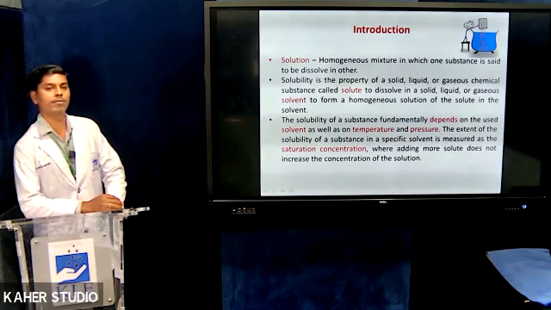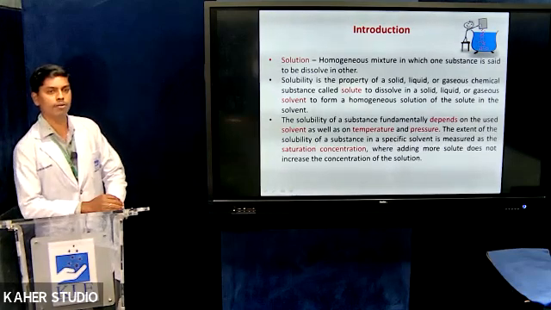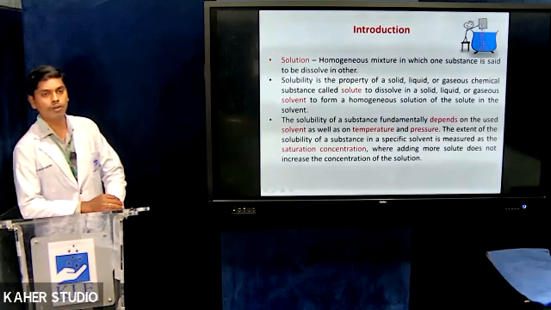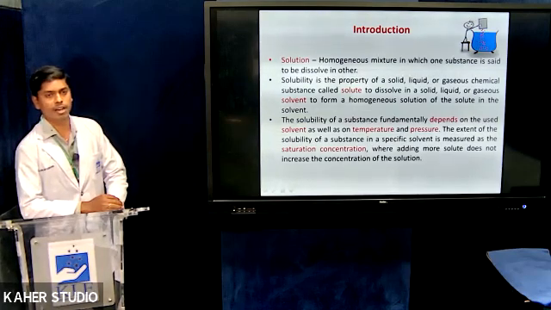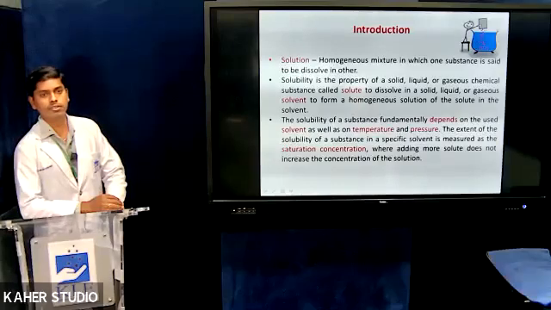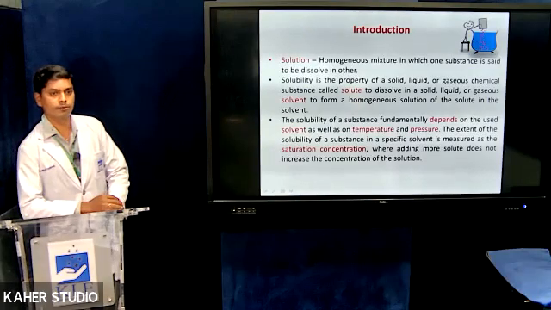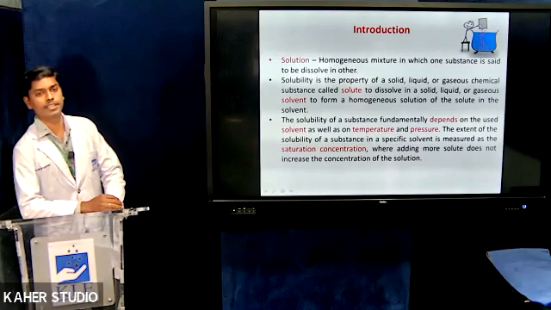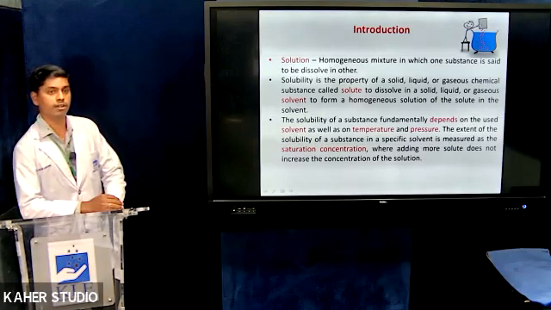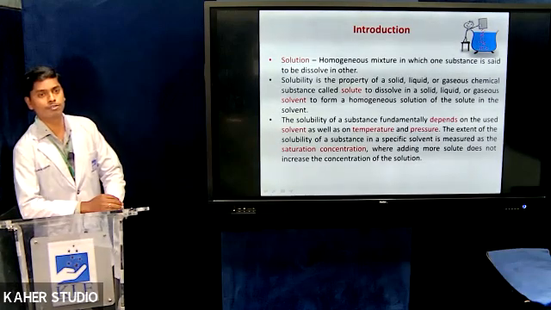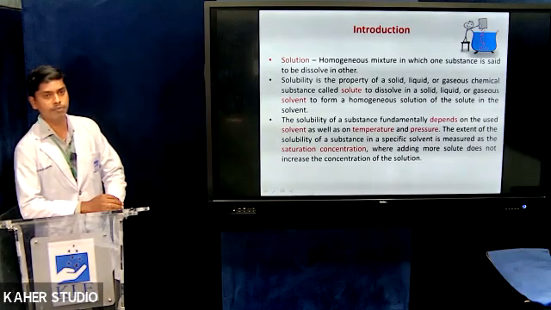The solubility of a substance fundamentally depends upon what type of solvent and solid are involved in the solution process, as well as on the temperature and pressure factors. There are many factors which can affect solubility. The extent of solubility of a substance in a specific solvent can be measured depending upon the saturated concentration. Depending upon the concentration of the solids present, the solution can be defined as a dilute solution or a concentrated solution.